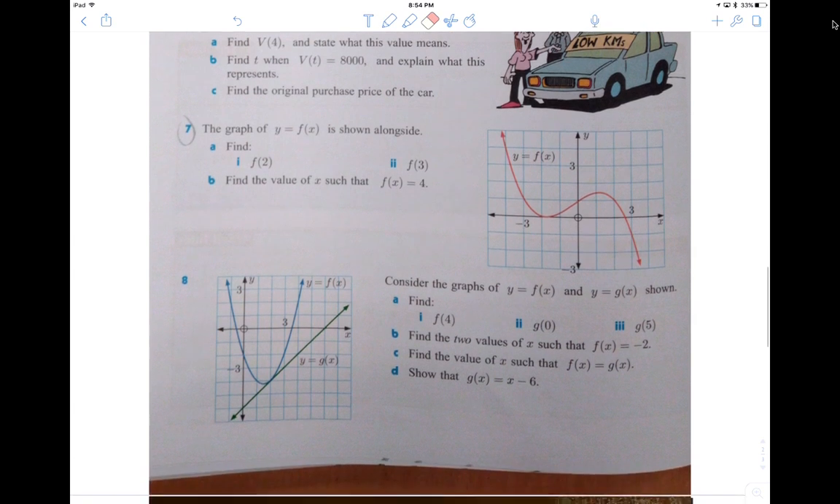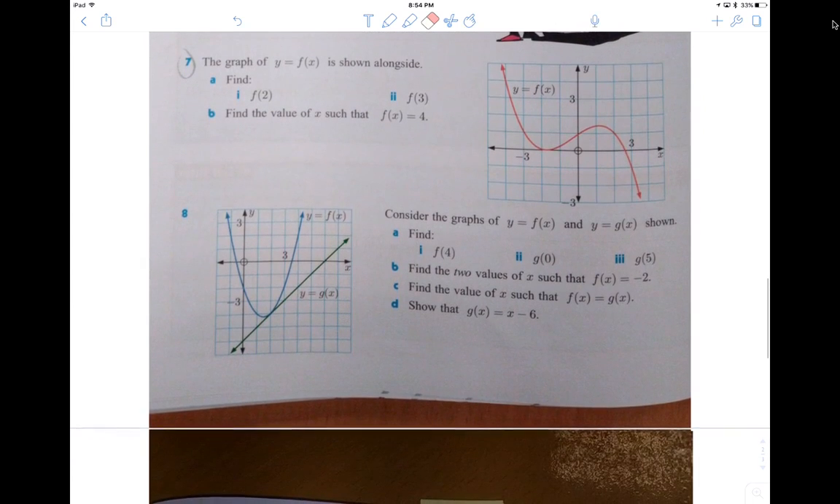Then number 7 is a graph. We didn't do a question exactly like this, but the point is that you've got the graph, and you can read off of the graph if you've got it, and that's what you're intended to do here. So find f of 2. Well, this is the graph for f of all the x's. So look at the graph and find out the y value, the output value, when the x is 2.